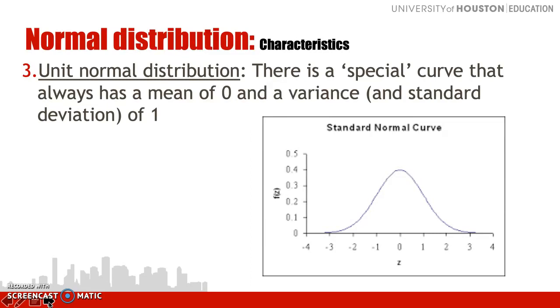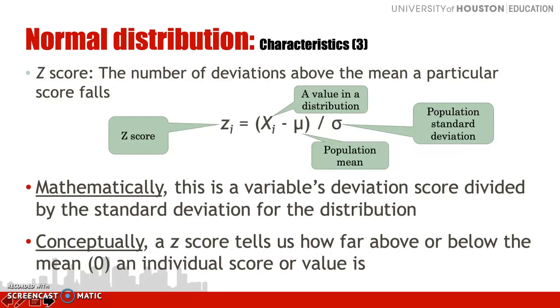The third characteristic is that we have this special curve. So we have all those infinite number of curves, but then we have one that's very, very special. And we call this the unit normal distribution. The unit normal distribution doesn't have the variability that those other normal distributions do. This one always has a mean of 0 and a variance, and therefore a standard deviation of 1. The nice thing about this unit normal curve is that we can calculate what's called the z-score, which we will do a little bit later.